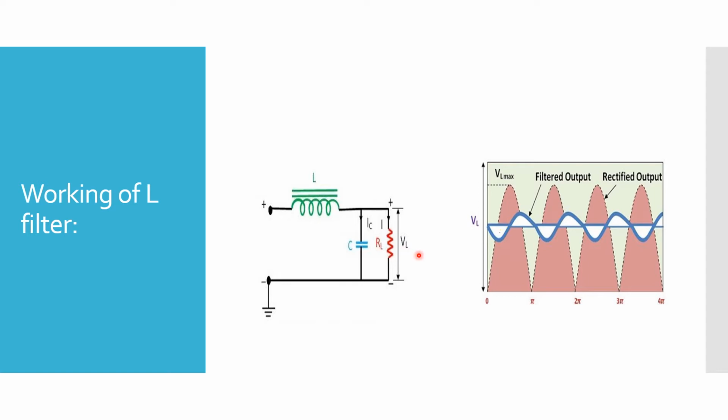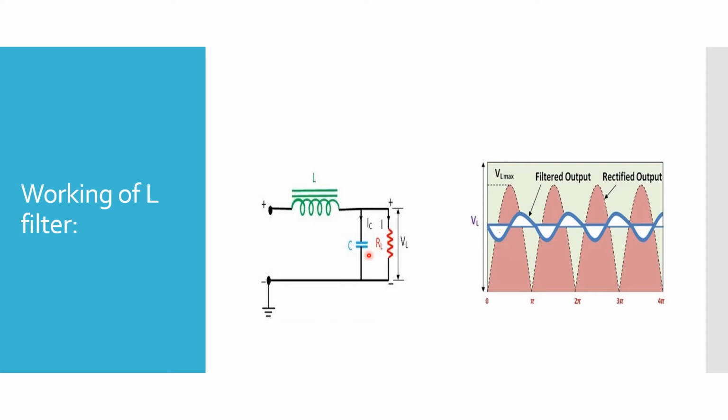If an inductor of high inductive reactance, that is XL, greater than the capacitive reactance at the ripple frequency is used, then the filtering efficiency improves. And this is all about the working.